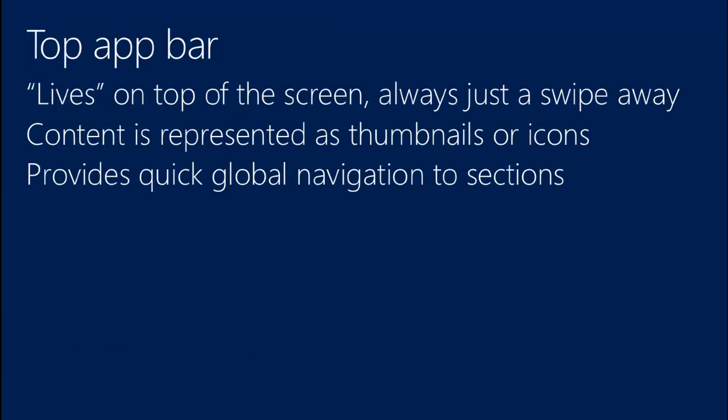Okay, so the top app bar lives on the top of the screen, so it's always just a swipe away. You swipe up, you get the bottom app bar, which has actions. The top app bar gives you navigation. You're going to use thumbnails or icons. You can use pictures up there as well. And this is a great way to provide global navigation around different sections of your app.